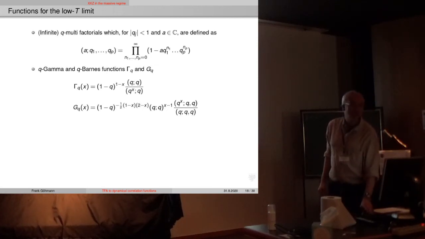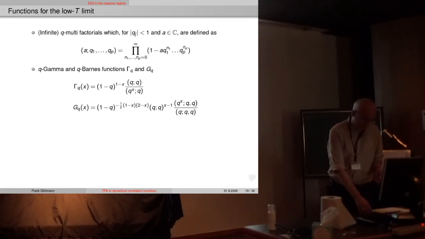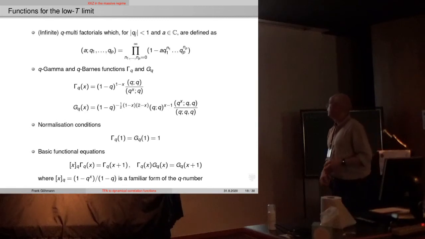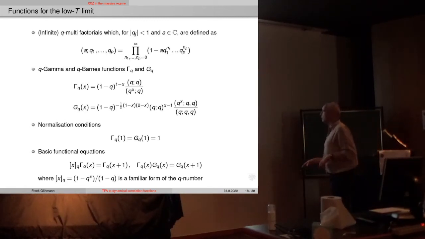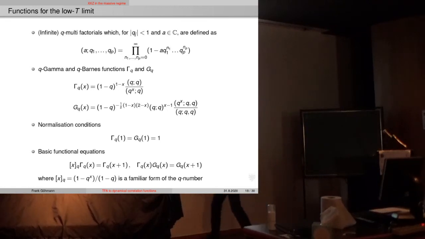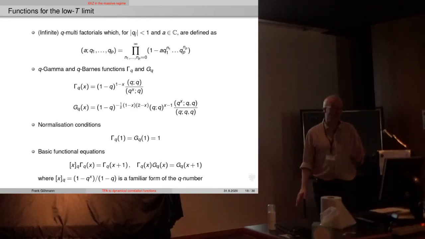It's maybe sometimes easier for immediate calculations, but the Q gamma and Q Barnes functions have the advantage that they satisfy very nice functional equations, like the gamma and Barnes functions. Namely, well, first of all, there's normalization, but then you remember the gamma function: x times gamma of x is gamma of x plus 1. Here everything just gets a q. Instead of x, you have the q-number x, and for the Barnes function, you have the analogous function. This is very useful for calculations, very, very useful.